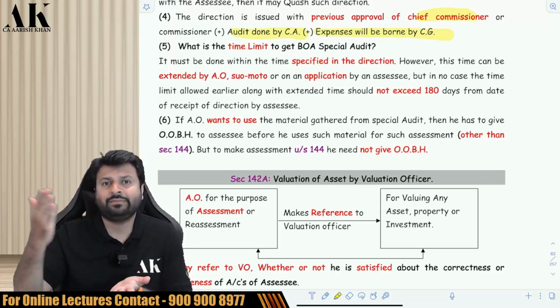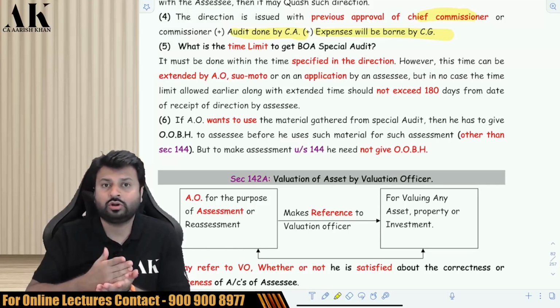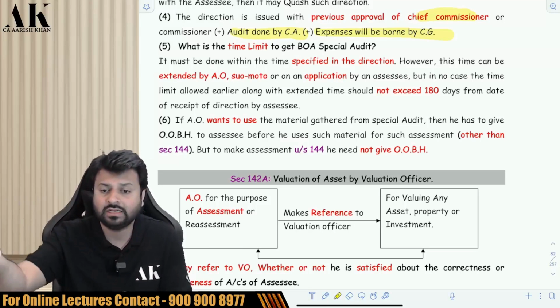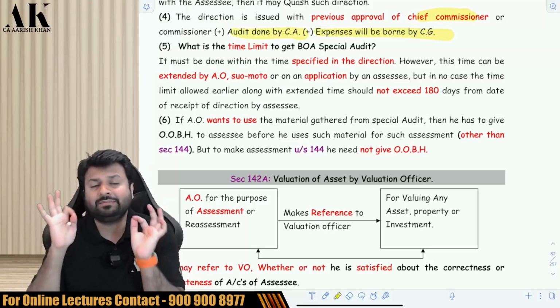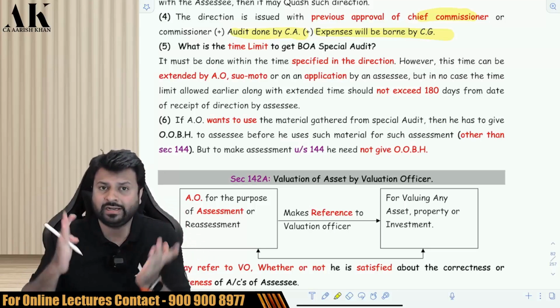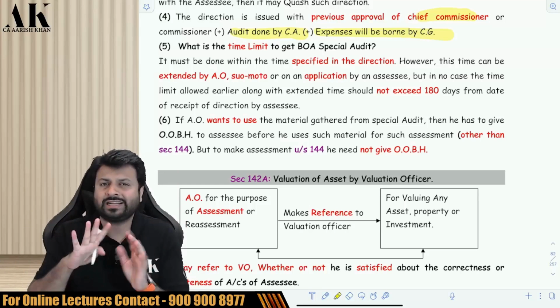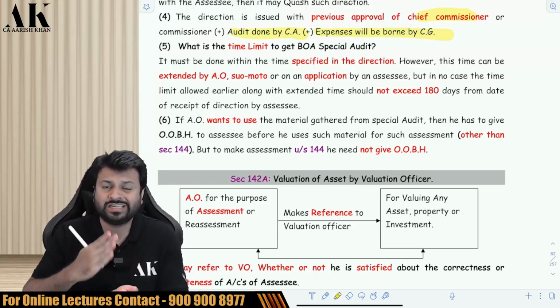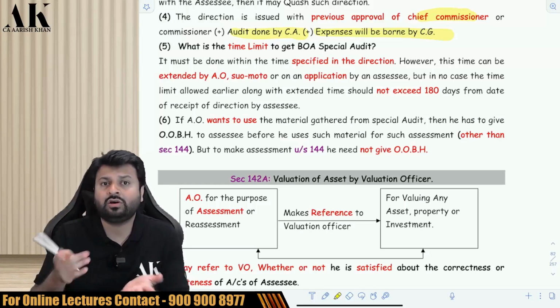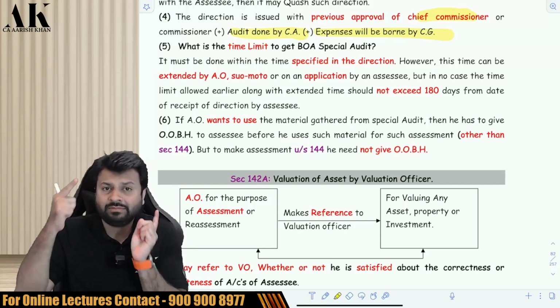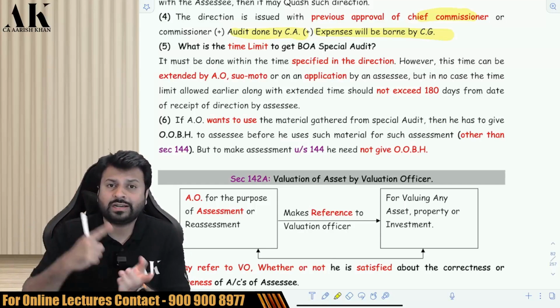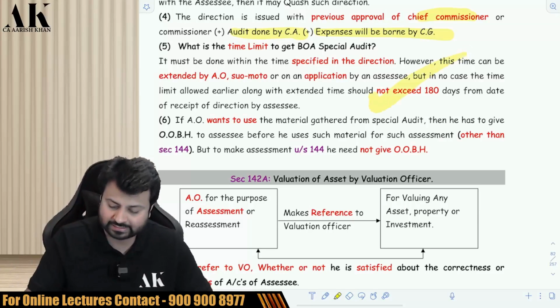But the original time and the extended time together should not exceed 180 days from the date on which the direction was issued. So, the maximum time is 180 days. The original time is not mentioned in the law, it will be written in the direction. The extended time is also not mentioned in the law. But the total time is written in the law, and the total time to be given cannot be more than 180 days. Check it.